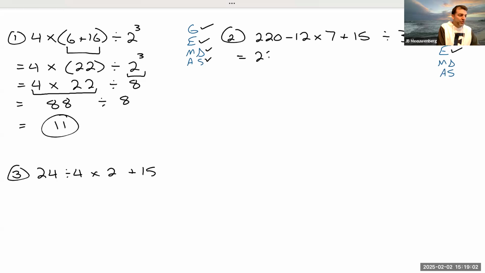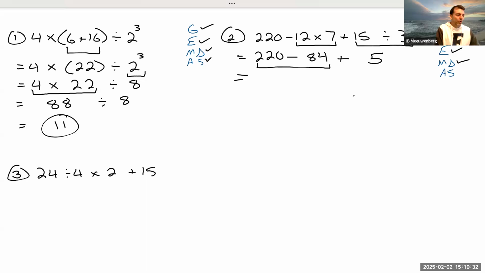So I will bring down my 220 minus, I will multiply 12 times 7, which is 84, plus, I can also do this division now, even in the same step, because it's disconnected from the other multiplication. Okay, there's an addition sign here, so I can do that division to get 5. Now I look, and there's only addition and subtraction left, so I need to work this from left to right.